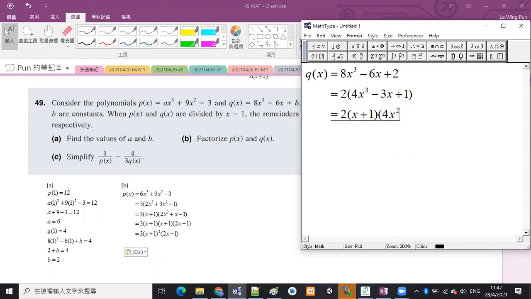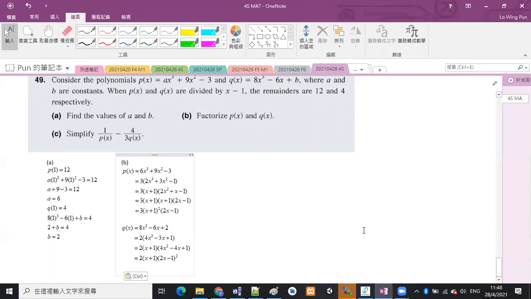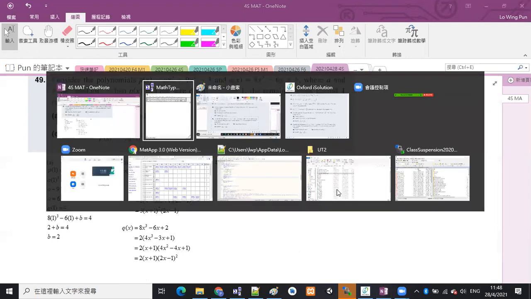So it should be 4x squared minus 4x, I think. Yes. Okay. And then we need to further factorize the quadratic factor, and it should be (2x minus 1) squared. Can you see this? So this is the factorized form of Q(x). It's okay? And then in part C, we need to do a subtraction on two fractions.